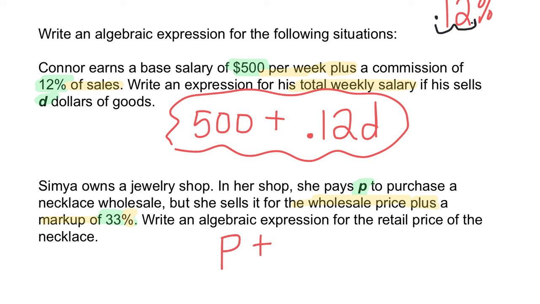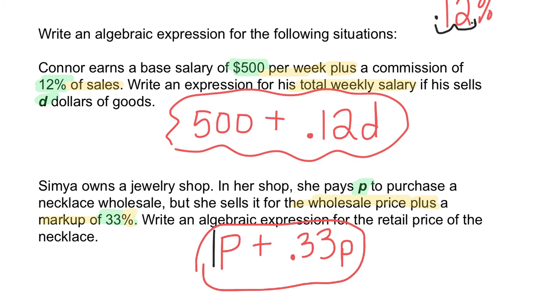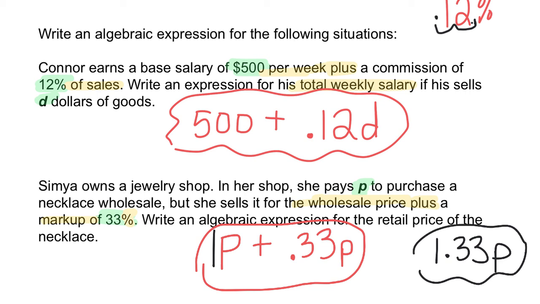So again, we're going to change that percent to a decimal, 0.33. And then even though we've already used the P at the front, we have to use it here too because that's a percentage, and a percent always needs to multiply by your variable. So P plus 0.33P. Now that actually can be simplified, if you wanted to give the simplest form of it, because this P is really 1P, and 1P plus 0.33P could be 1.33P. So you could simplify that one. You cannot simplify the one about Connor because you have 500 and you have 0.12D. They're not alike, but you could simplify this one into 1.33P.